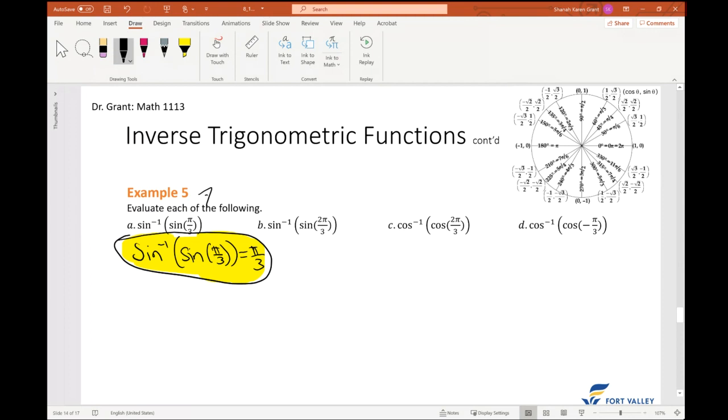Now, 2 pi over 3, on the other hand, is not in that range, right? Because this is where 2 pi over 3 is on the unit circle, and that's outside of the range. So we can't just say, oh, this is equal to 2 pi over 3.